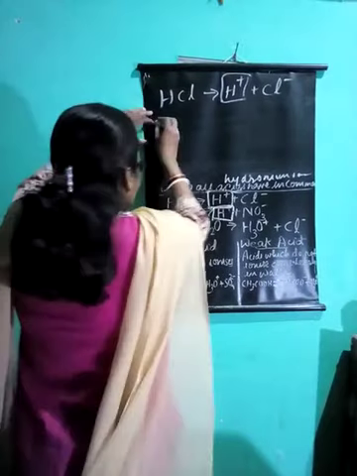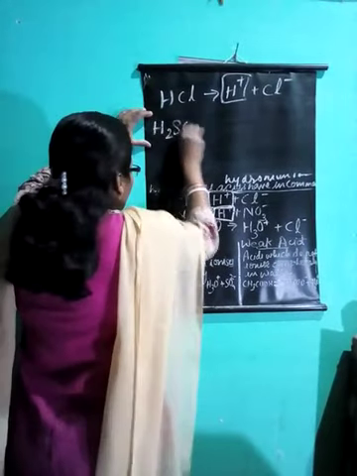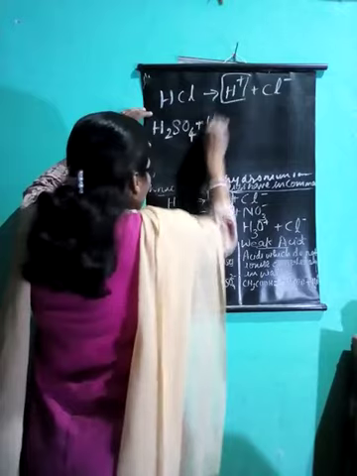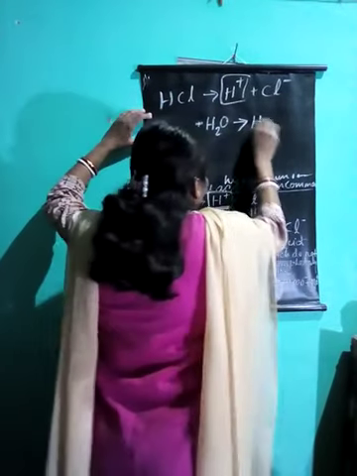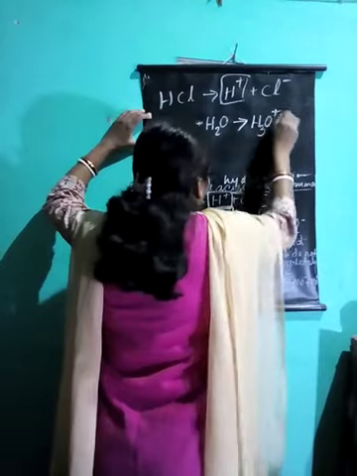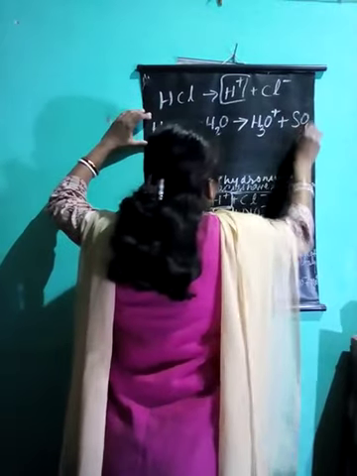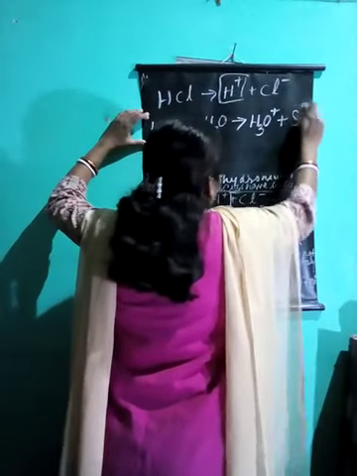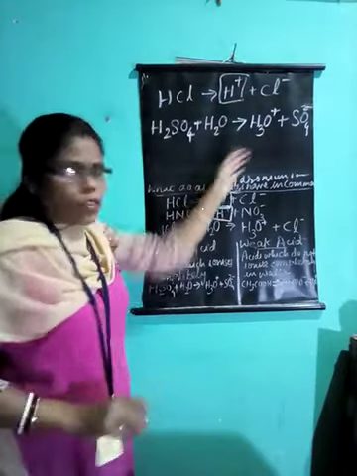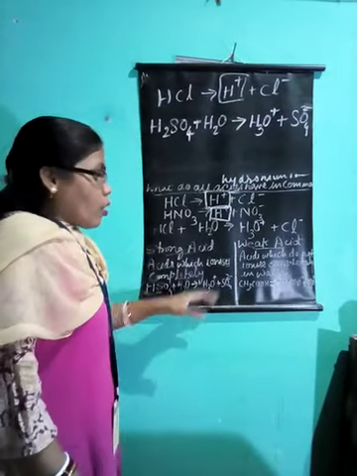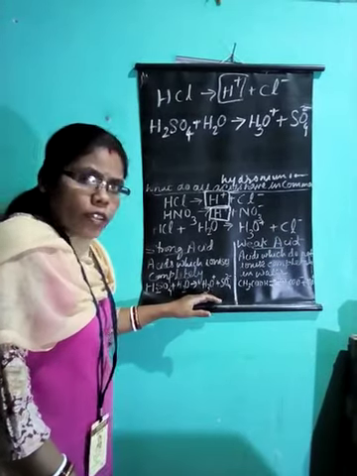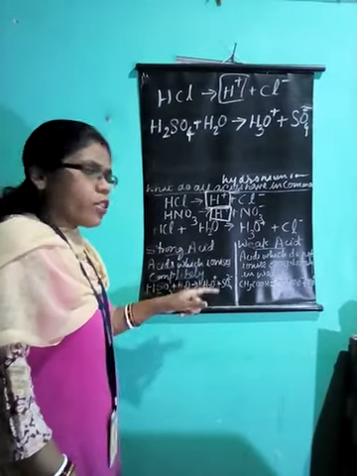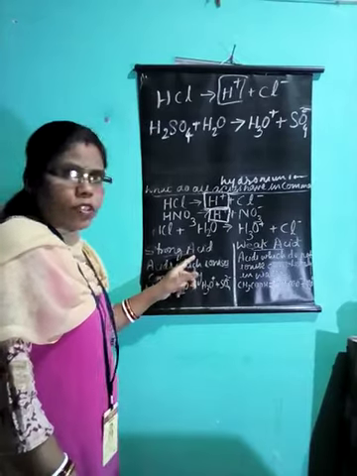Acids which ionize completely, for example H2SO4, when it is mixed with water, what happens? It will ionize to form what? H3O plus and SO4 2 minus. Okay, this is not balanced. You can balance it. Now, those acids which ionize completely in aqueous solution are called strong acids.